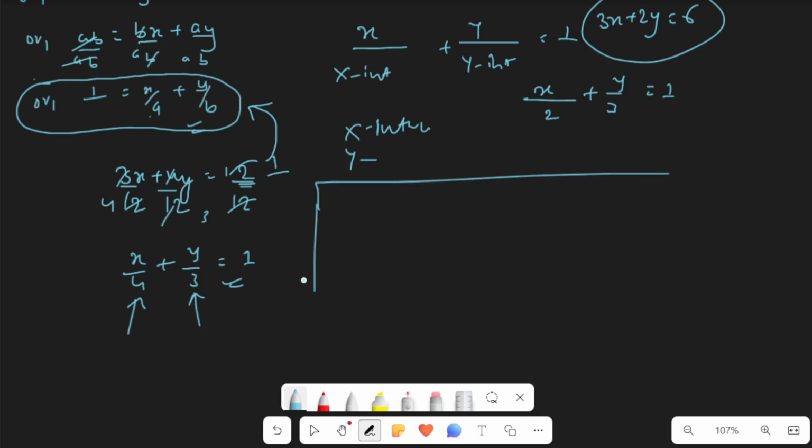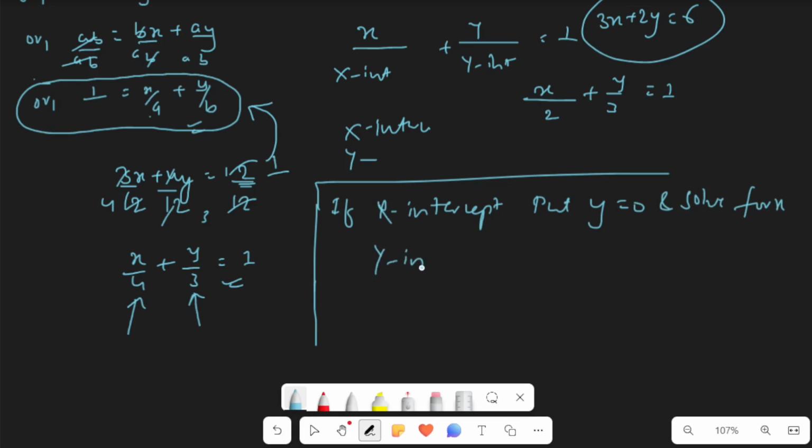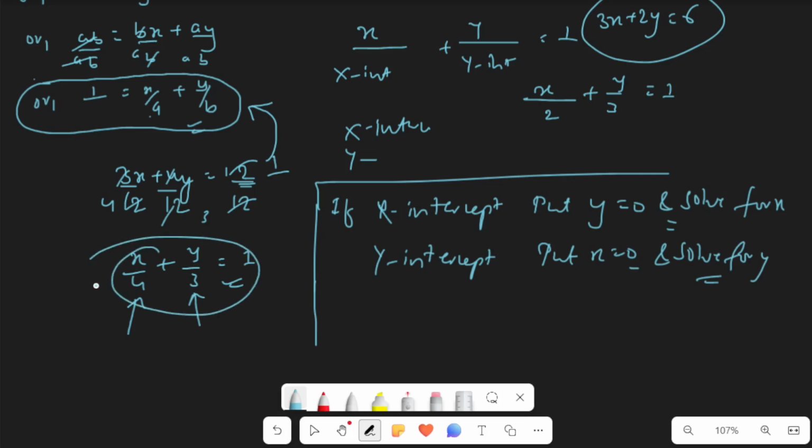There's another way you can calculate the intercepts. If you want to find the x-intercept, put y equals 0 and solve for x. If you want to find the y-intercept, put x equals 0 and solve for y. Okay. I think this will be easier than reducing into intercept form.